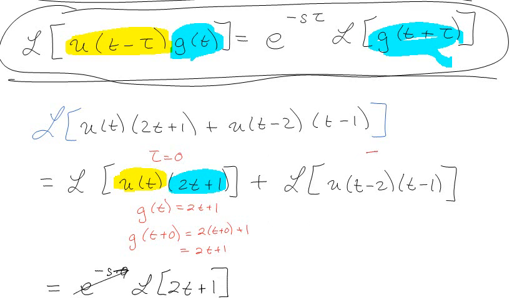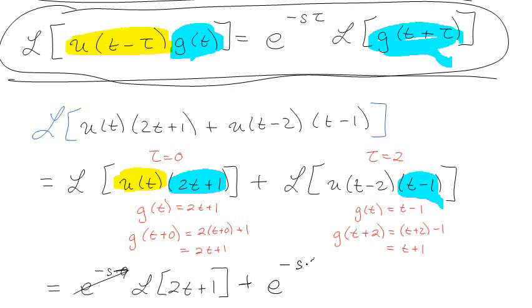Because it'll be much more interesting when we apply it to this guy, because here tau is equal to 2. Okay? And in this case, our g of t is equal to t minus 1. So this is our g of t, and it's t minus 1. And now I want to know what is g of t plus tau. So everywhere I see a t, I put a t plus tau, minus 1. So that's equal to t plus 1. So now I'm going to add e to the minus s tau times the Laplace transform of g of t plus tau, which is t plus 1.